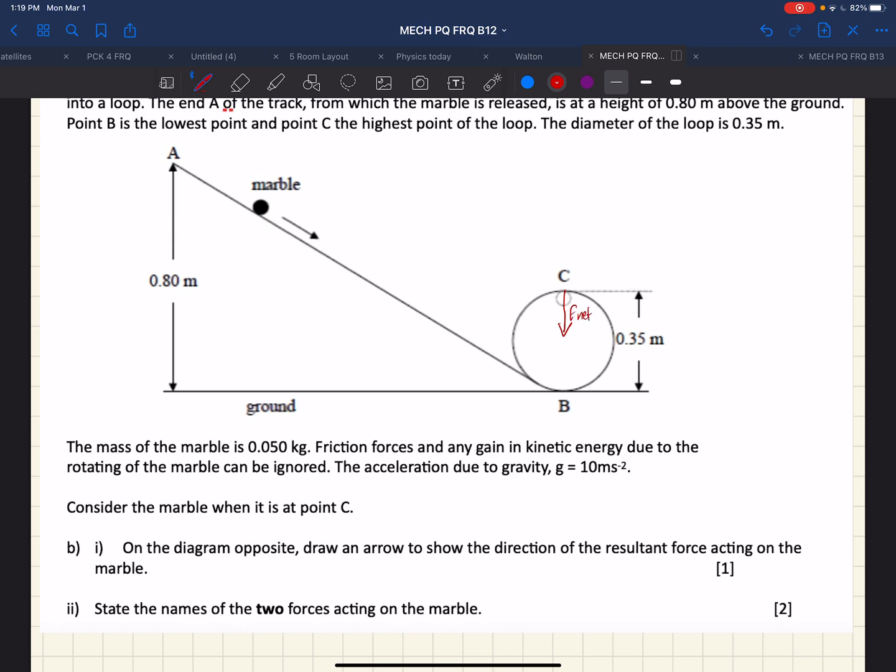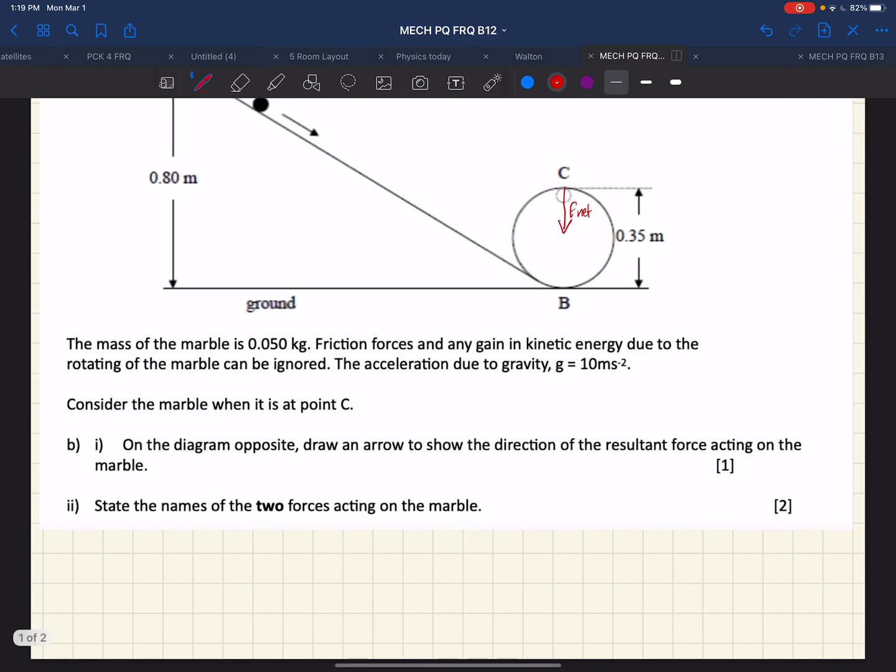State the names of the two forces acting on the marble. Well, at that point in time, we have gravity pulling it downward. And we have the normal force represented by the track. The normal force. The ball is pushing against the track, and that's why it's changing direction. So the ball is trying to move straight, and the track is in the way. So the track exerts a normal force on the marble.